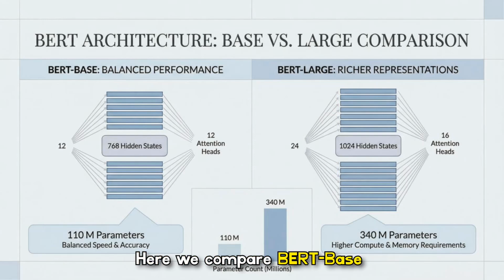Here we compare BERT Base and BERT Large to highlight trade-offs between speed and representation power. The diagram contrasts a 12-layer base model with a deeper 24-layer large model, and the bar chart shows roughly 110 million versus 340 million parameters. In short, larger models offer richer representations at higher compute and memory cost, which guides deployment choices depending on constraints.